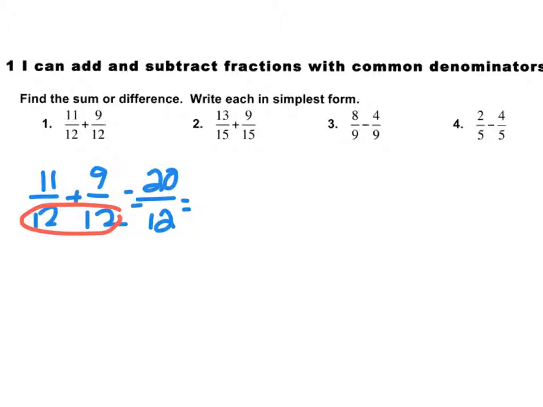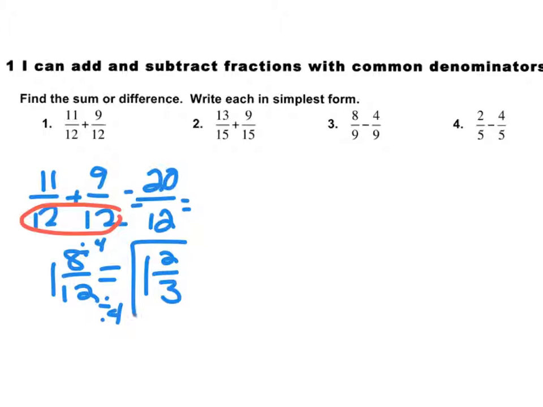And now we don't want to leave it like this. So I'm going to take 12 and divide that into 20. We don't want to leave it as the improper fraction here. And it goes in there one time with the remainder of 8 all over 12. Now I'm able to still simplify this one further by dividing 4 on the top and dividing 4 on the bottom. So I'm going to have 1 and 2/3 as my answer.